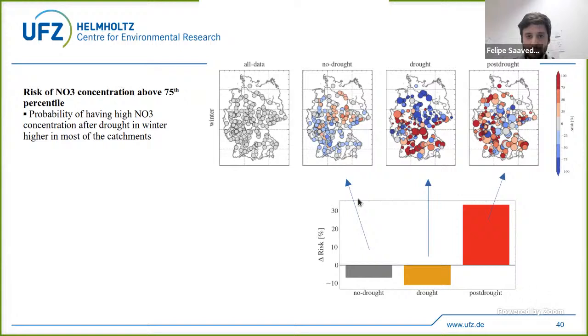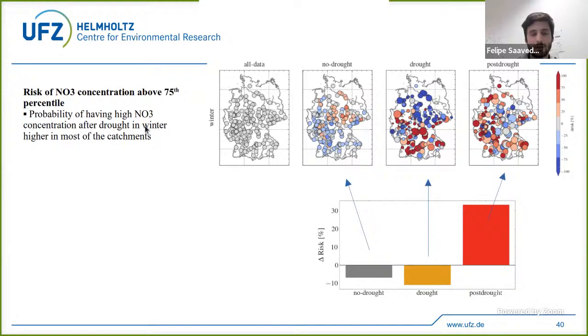So on average, if you take the median value of all these catchments, there's an increase of 33% of the risk. We also have this risk increase after drought in the south of Germany. And this is the main result.